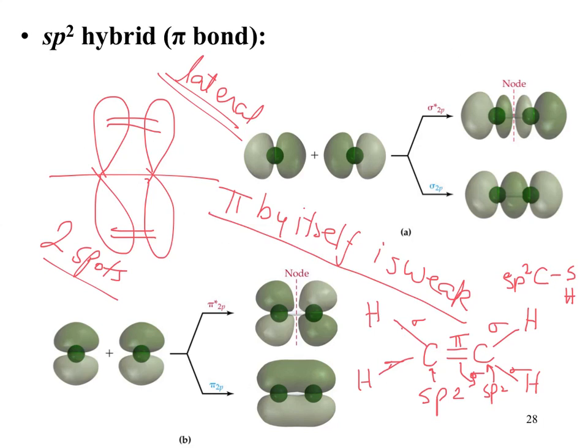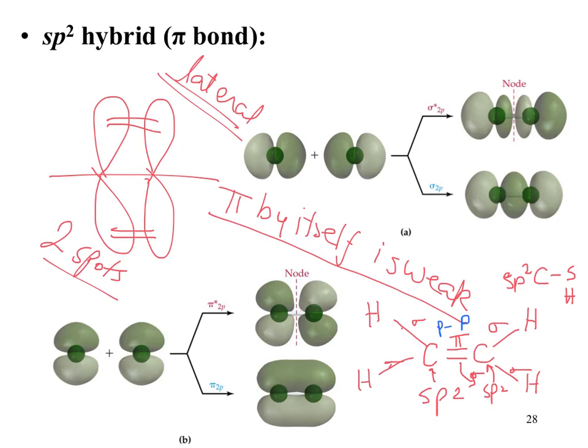So the first bond that gets formed between any two atoms is a sigma bond. It has to be. And any additional would be a pi bond. So a pi bond is nothing but a p orbital overlap, and it's a sideways overlap.